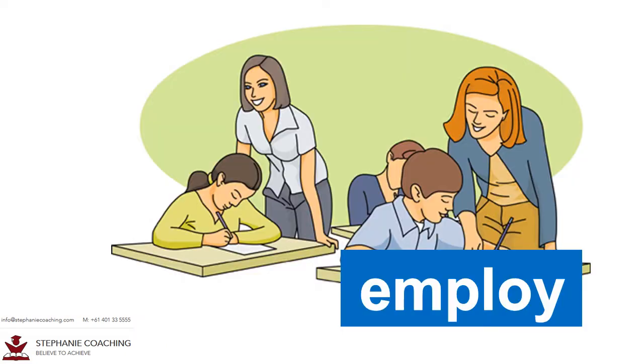Word number 25 is employ. A business can employ many people to work for them. These people get paid a wage or salary for their service. For example, a school employs many teachers to teach students.